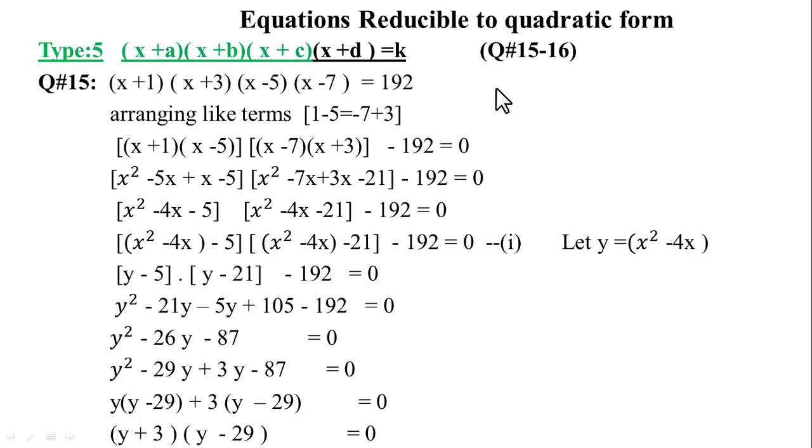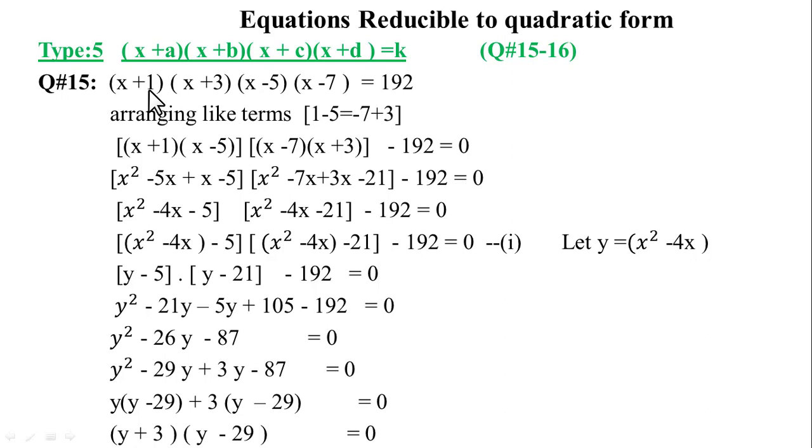Now let's start today's lesson. Question number 15 is given: x plus 1 into x plus 3 into x minus 5 into x minus 7 is equal to 192. Now, first of all, we arrange the like terms. Like terms mean both terms have the same answer.